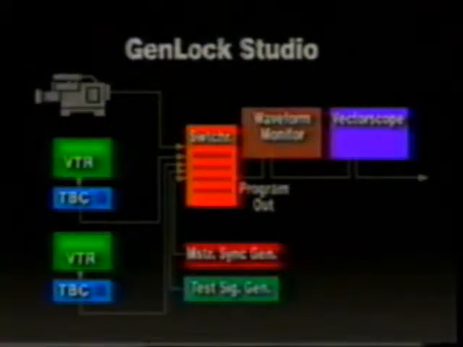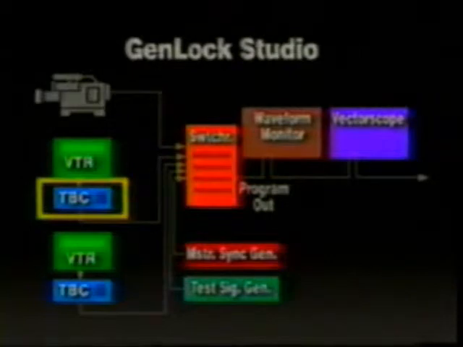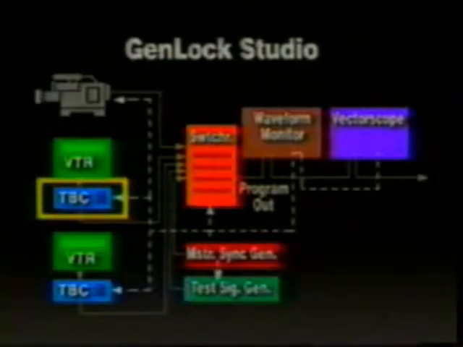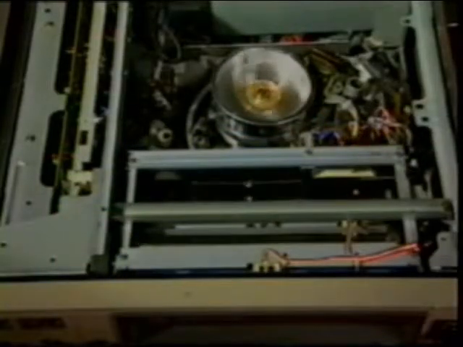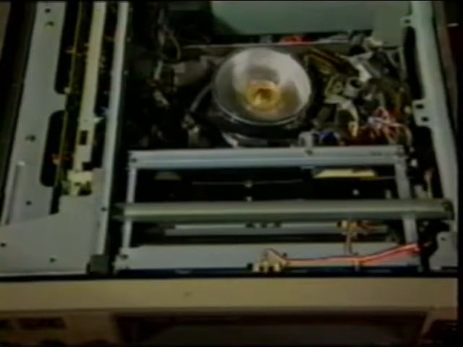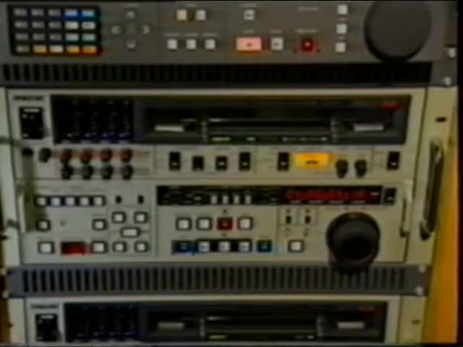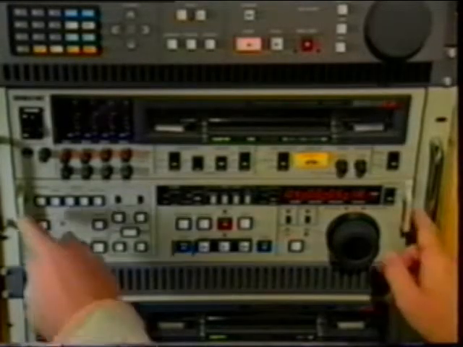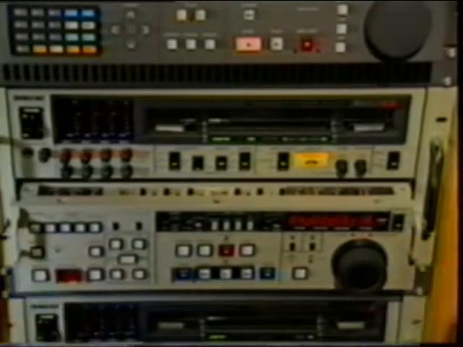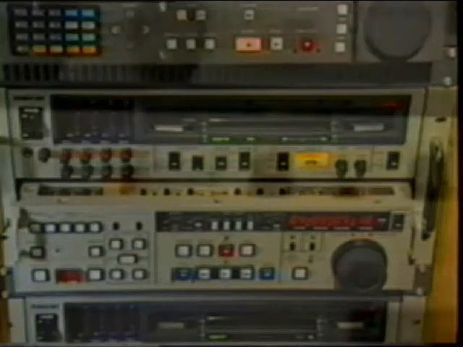Now let's talk about TBCs. Time-based correctors are an important part of the timing and genlock process since they stabilize the output of VTRs. For example, TBCs remove signal timing errors caused by mechanical jitter. It's the TBC itself, not the VTR, that is timed to the system, thus system timing. Many VTRs have TBCs built into them, and they're treated identically as separate units.